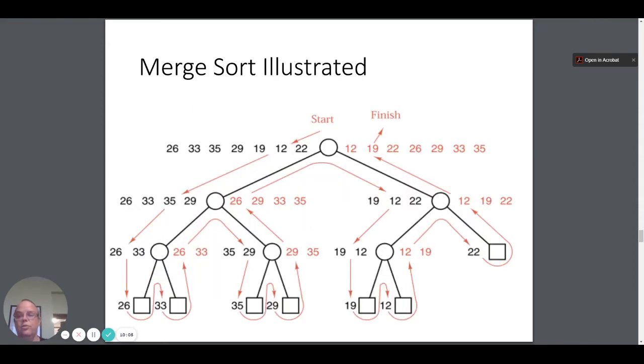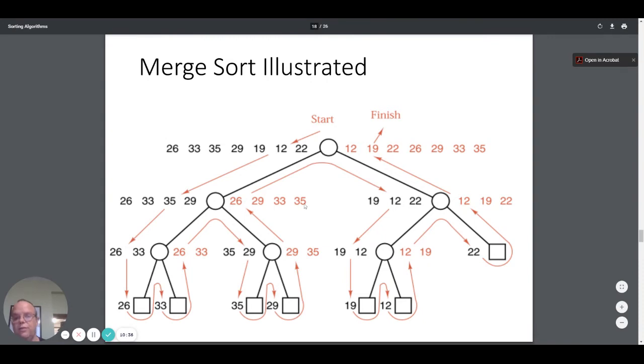And graphically, this is what it looks like. The ones on the left are the unsorted, and as we go down the tree, we break them in half each time. So you can see each level of the tree, it breaks that list in half. And then going back up the tree, the numbers in color are the lists that have been sorted. So here, we go all the way down. We get 26 followed by 33, 29 followed by 35, then 26 followed by 29 followed by 33 followed by 35. And we would do the same thing for the right-hand side of the tree. And at the finish, we have our sorted list.